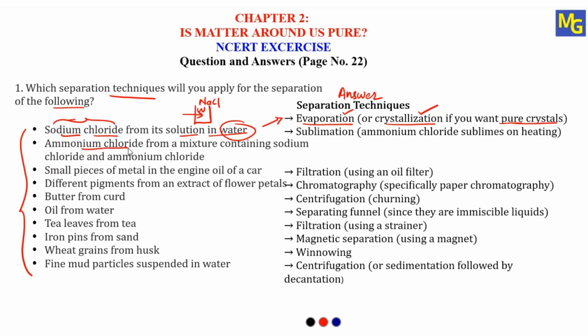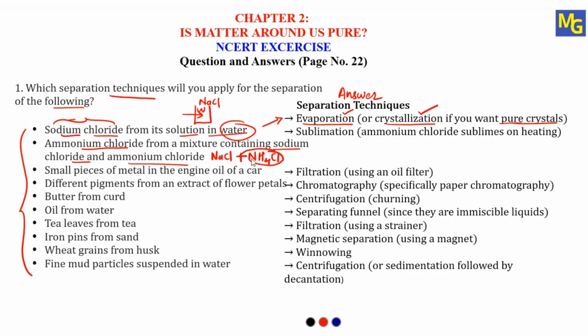The second one is ammonium chloride from a mixture containing sodium chloride and ammonium chloride. Here there is a mixture of two salts: sodium chloride is NaCl and ammonium chloride is NH4Cl. Both are chloride salts. Both are white colored crystals which are mixed. Remember, both are solids in the form of crystals, mixed together. And from this mixture we have to separate only ammonium chloride.